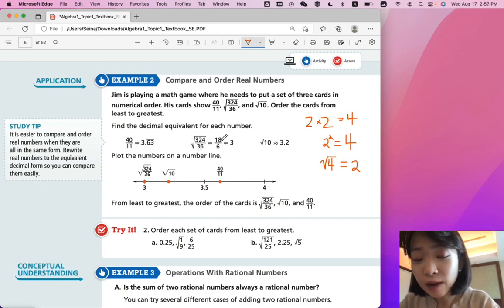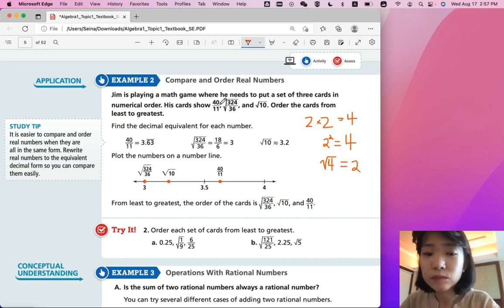Okay, so if you have a fraction inside a square root, you can simplify the fraction, and you can also apply the square root to the numerator and the denominator. So in this case, you know that 40 over 11, if you divide it literally, 40 divided by 11, you should get 3.6363 repeated. But for the square root, you can change this into a separate number: square root 324 and square root 36.